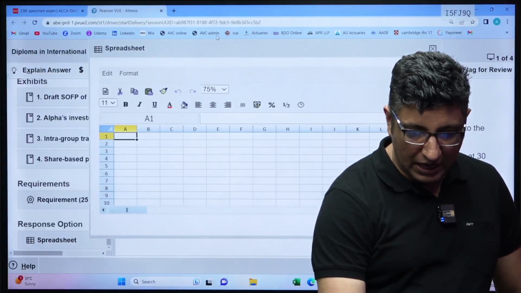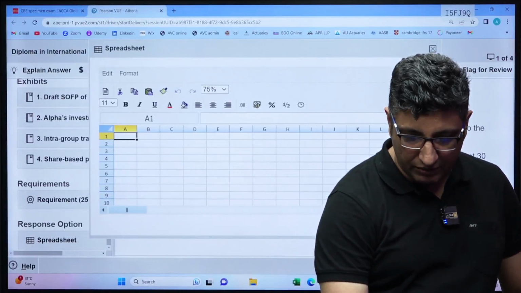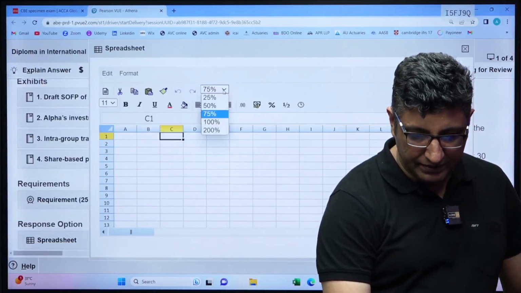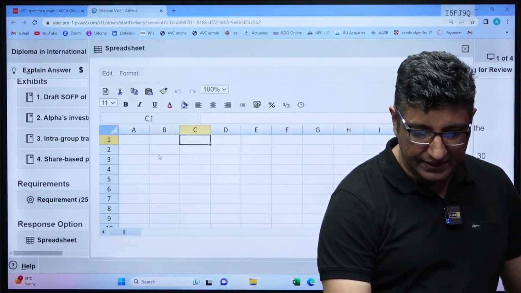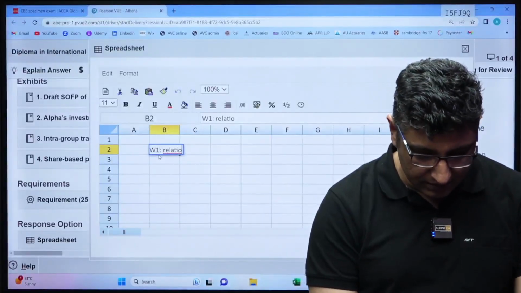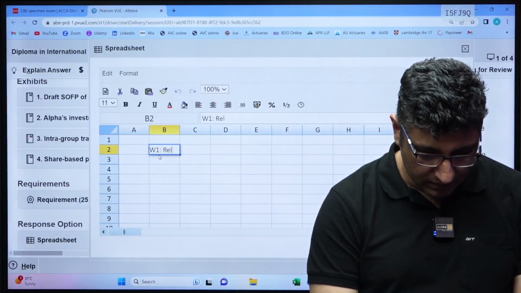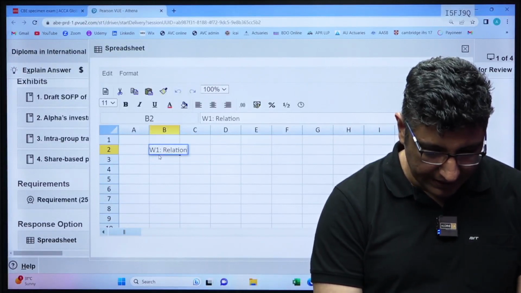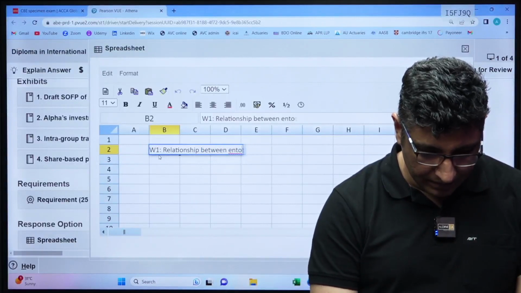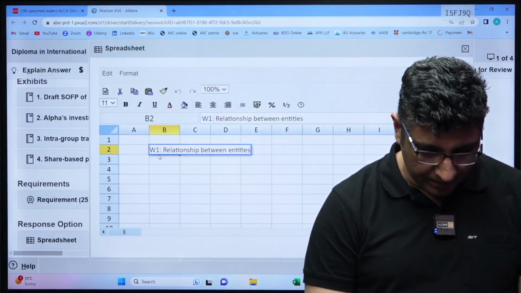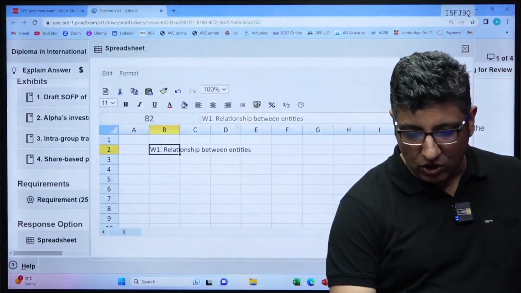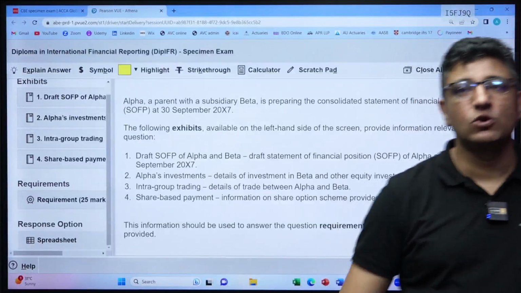Okay. It won't allow me to go a little beyond this window, so I probably have to expand the size. When I start this, let me do one thing. Let me zoom it again. When I start this, I might say my working number 1 is relationship between entities. Now, if I cross this, I'll just close that window.